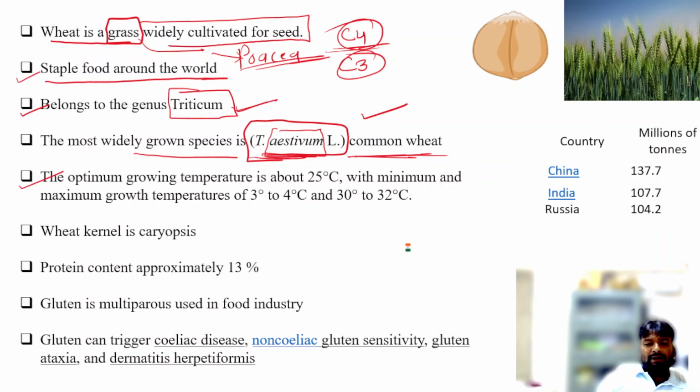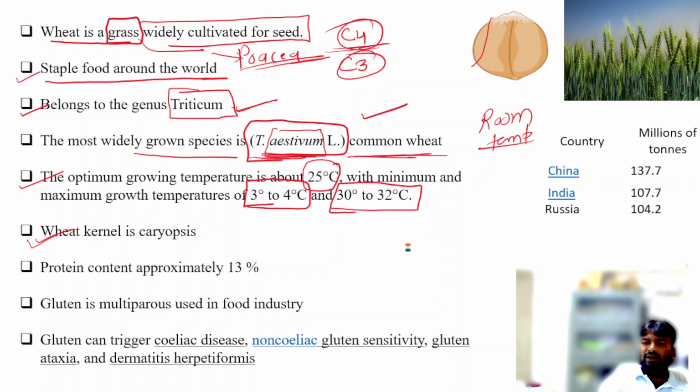If we talk about the temperature, the optimum growing temperature is about 25 degrees centigrade. That is mostly room temperature. With a minimum of 3 to 4 degrees. And maximum is 30 to 32 degrees. Wheat kernel is Caryopsis type. So this is a wheat grain. This is Caryopsis type.